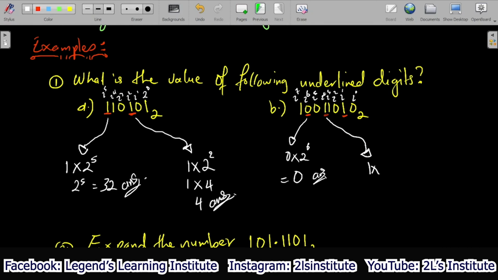The value of this one here is 1 times 2 to the power of 4, and 2 to the power of 4 is 16, so that's 1 times 16, which is equal to 16, and that's the answer there.